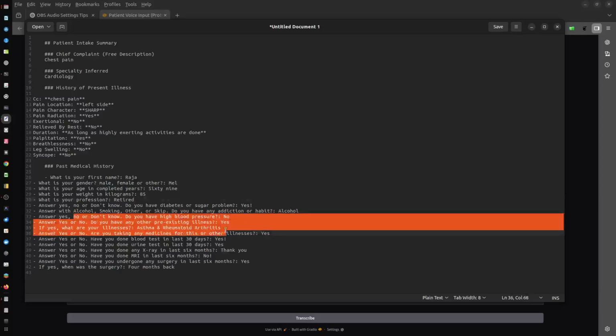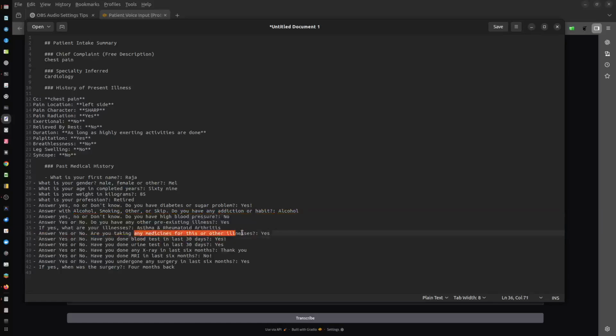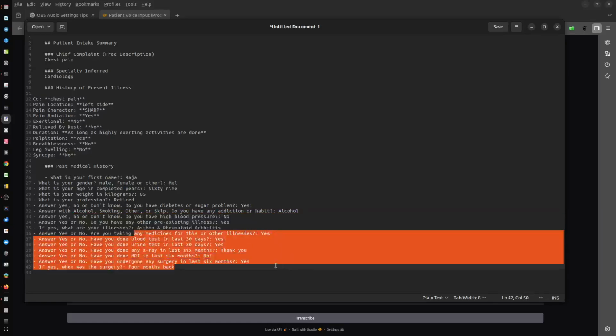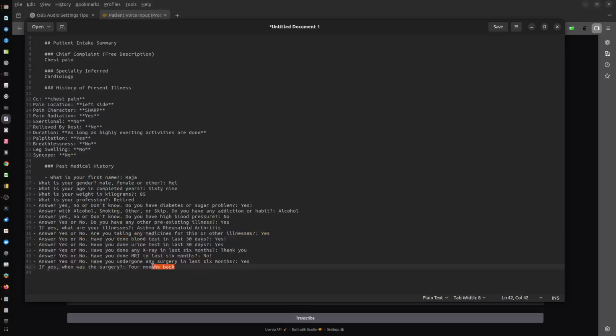Asking for previous illnesses and whether you are taking any medicines is important, because if the doctor wants to prescribe a medicine, he has to first take care that his medicine does not have a contraindication with other medicines. Okay, so that is the situation.